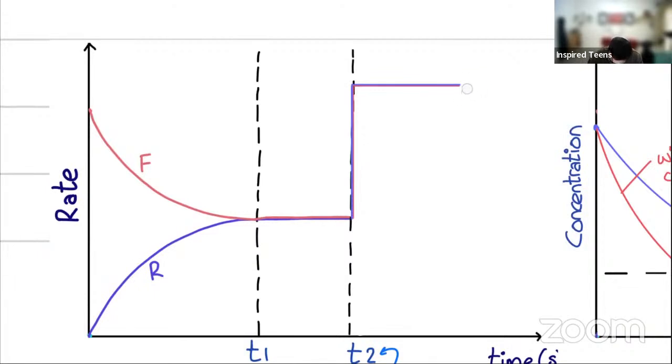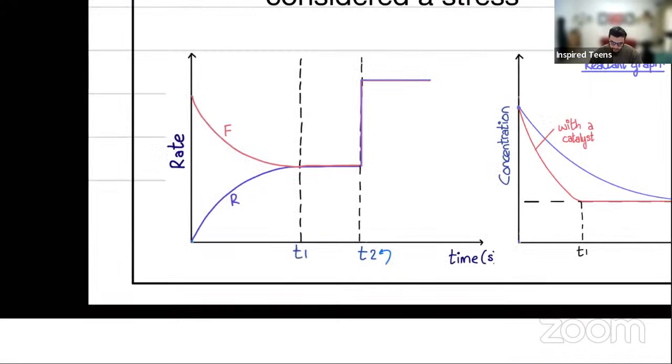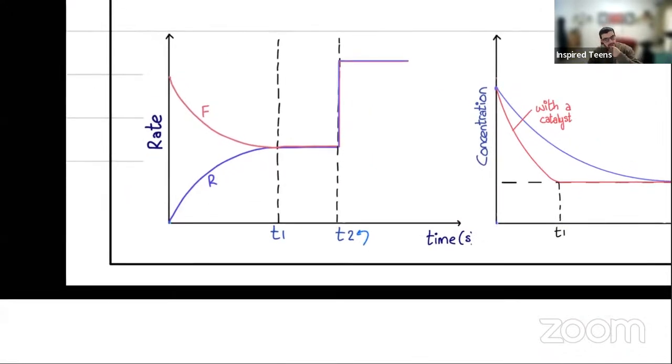Okay, so both reaction rates go up and reestablish equilibrium. That's how a catalyst would affect equilibrium. It's not considered a stress. It's not like temperature, concentration, or pressure. It just increases both reaction rates and reestablishes equilibrium.